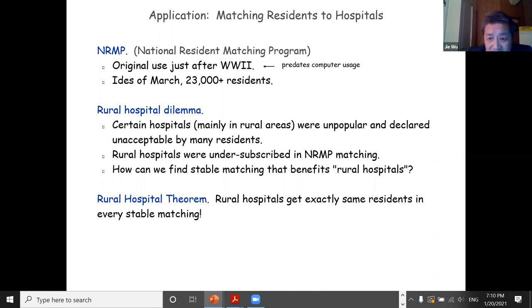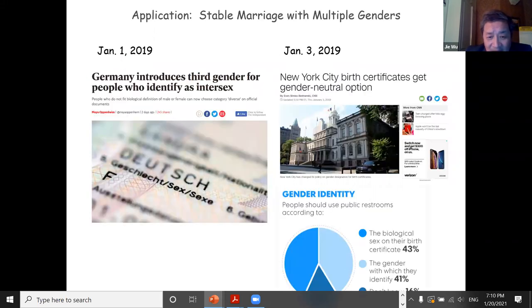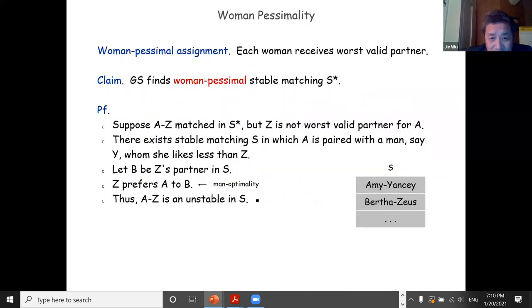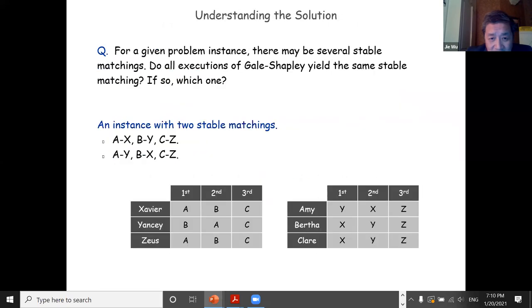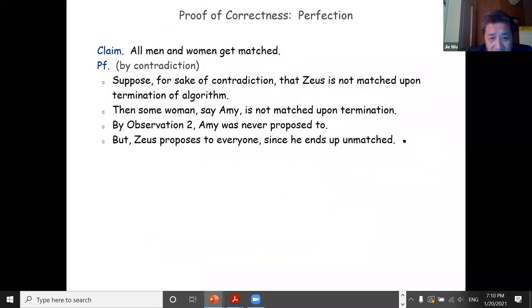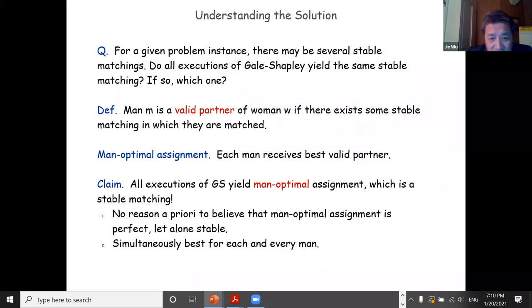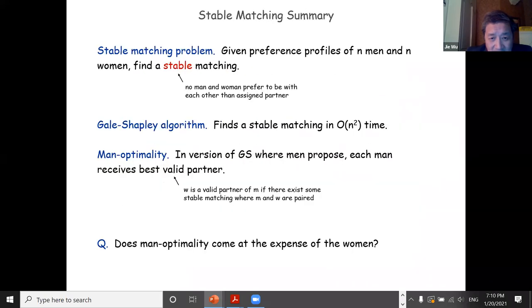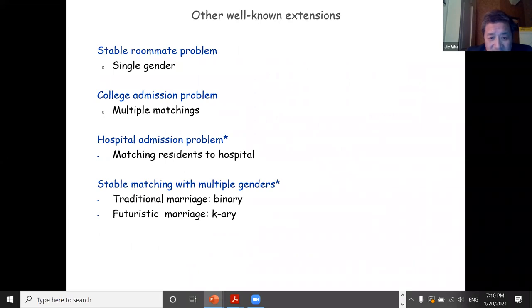I'm not going to go through this. If you're interested and you want to do research, a master's or PhD dissertation, you can look into this detail. And finally, I want to talk about some other things, but this is a little beyond the scope. So imagine you have a futuristic marriage. Oh, something's missing there. The one page. Oh yeah, stable marriage.